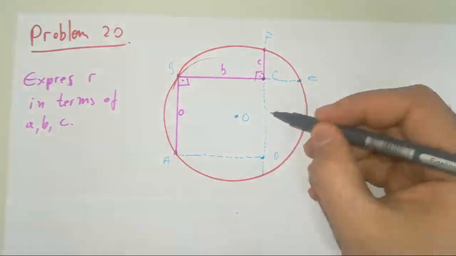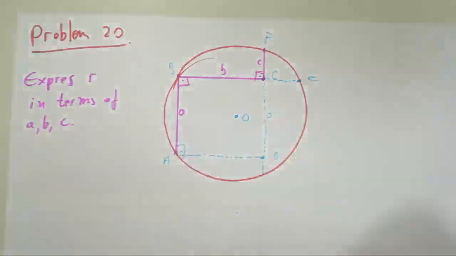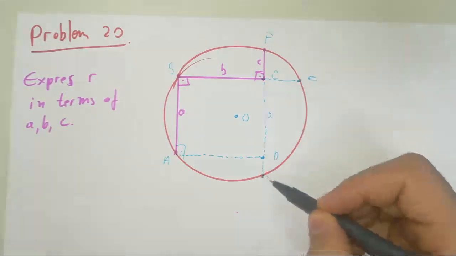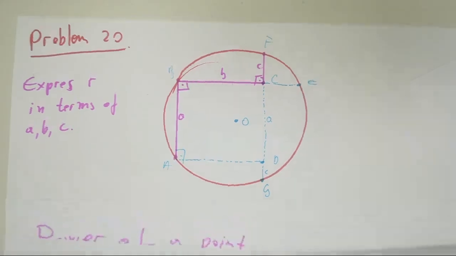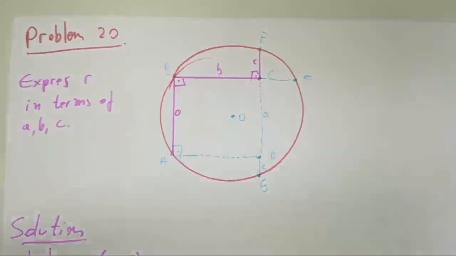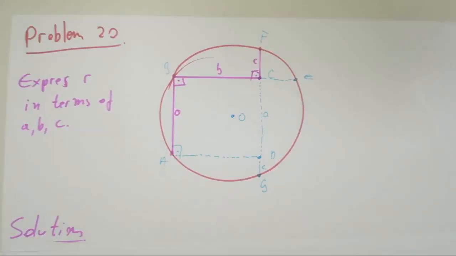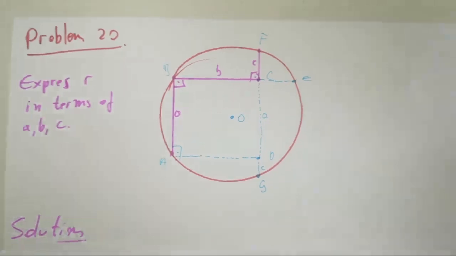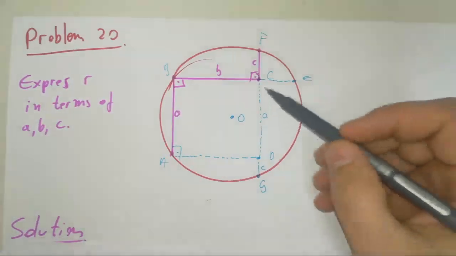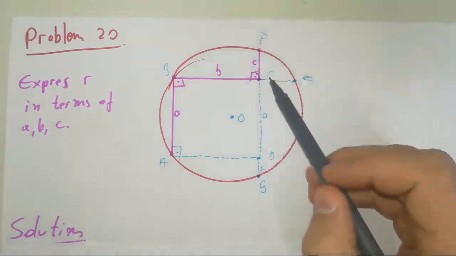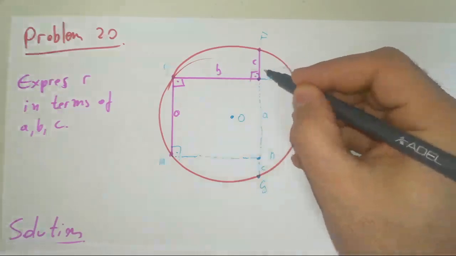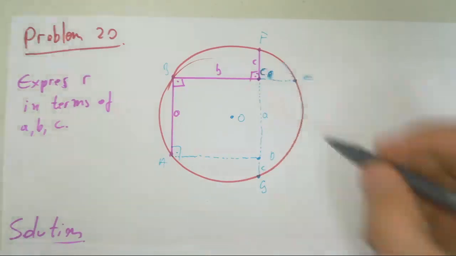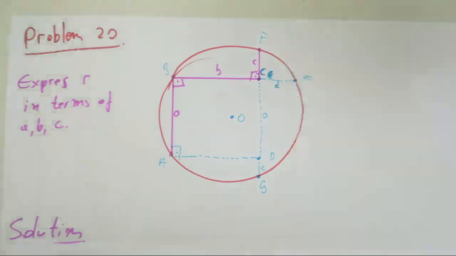All right, CD is also A because it's perpendicular, parallel there. And DG will be C. Why is that C? I'll leave it to you to think about that, but it's not difficult at all. All right, so this side now is A plus C, this side C, this side C here. This is point C, don't mix it, this is point C. And let's denote this side with small d.